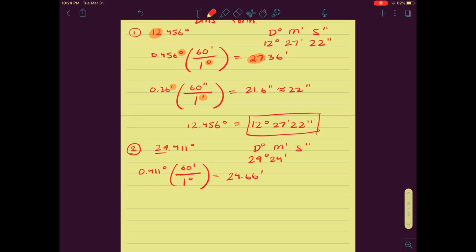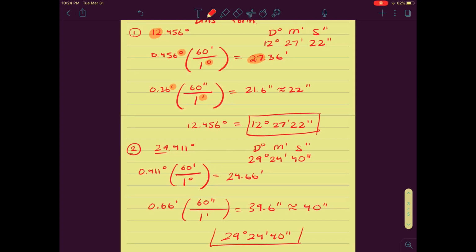From here, we want to figure out the number of seconds. So what we're going to do is look at the 0.66 minutes, and convert this into seconds. 1 minute is 60 seconds. Carefully multiply that out, and you should end up with 39.6 seconds. Rounding it to the nearest whole second, we'll just say this is 40 seconds. And so my final answer here would be 29 degrees, 24 minutes, and 40 seconds.